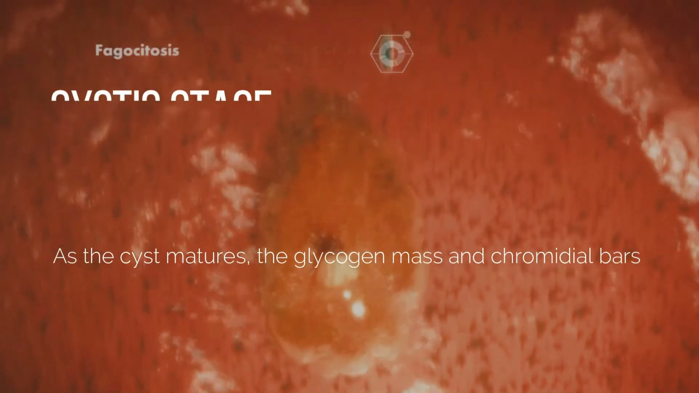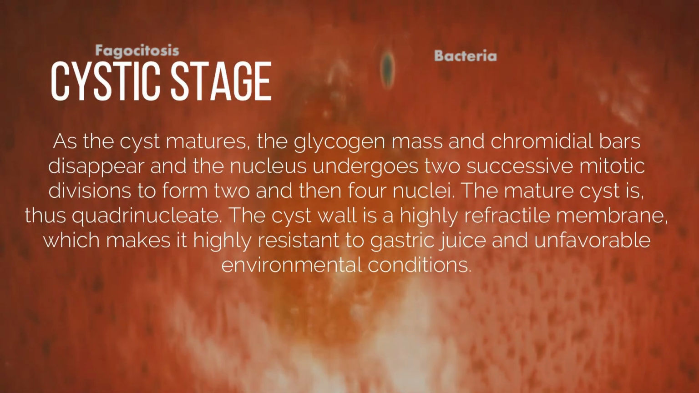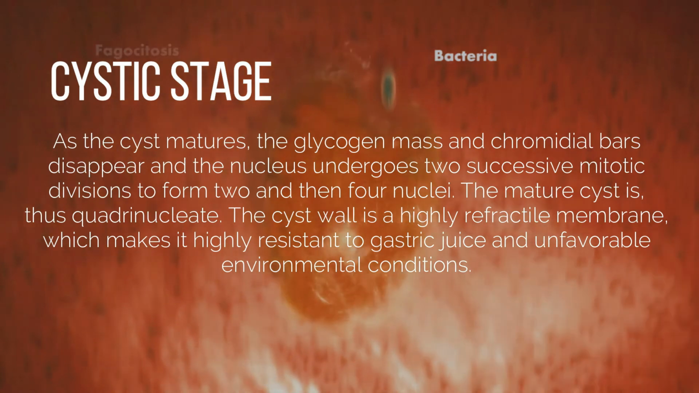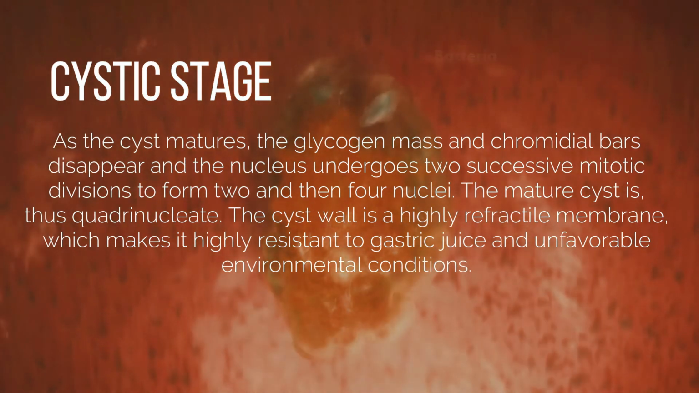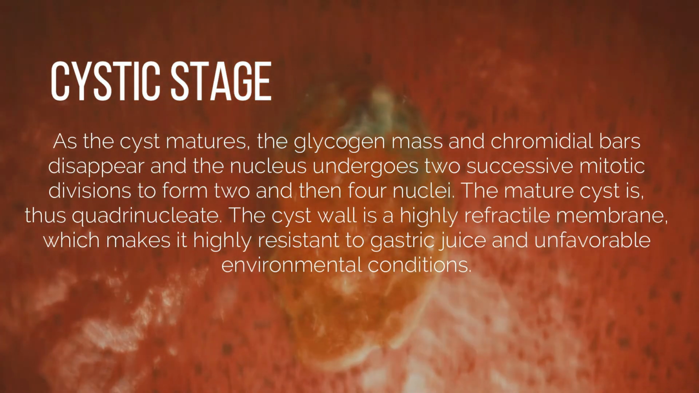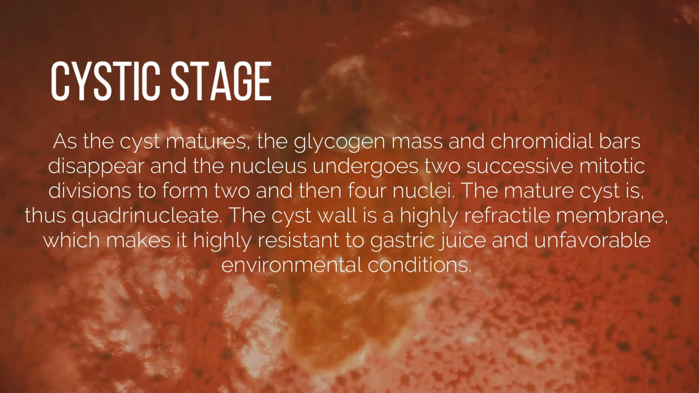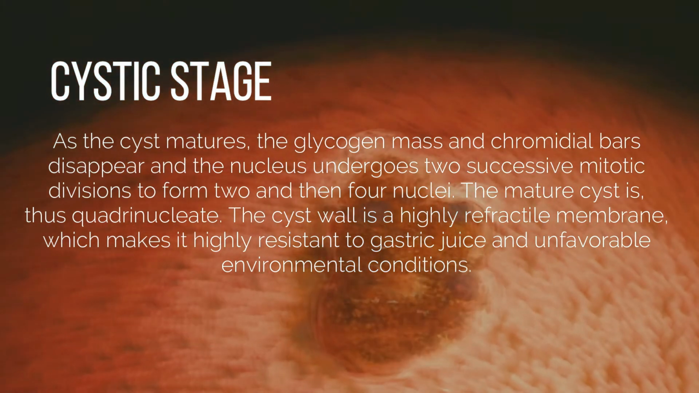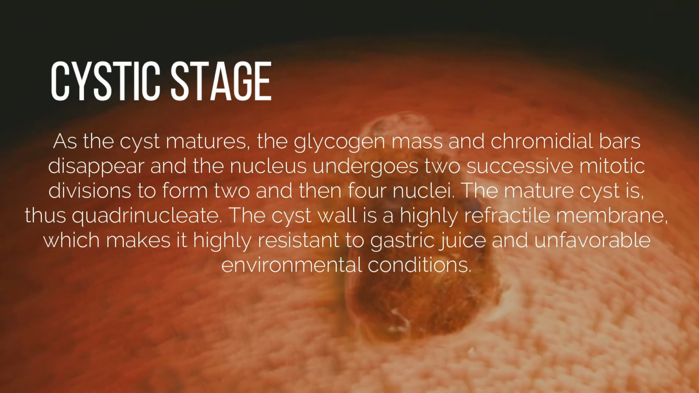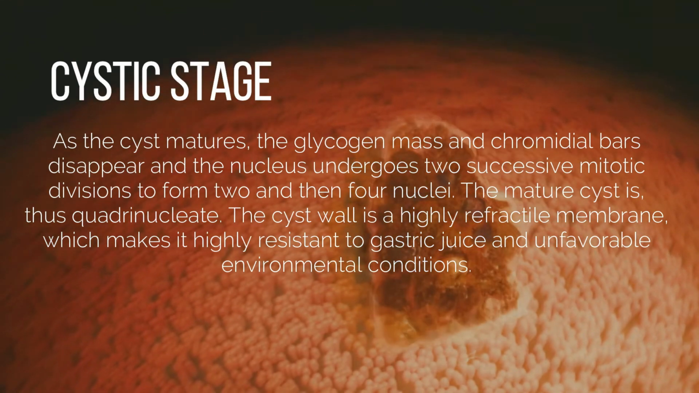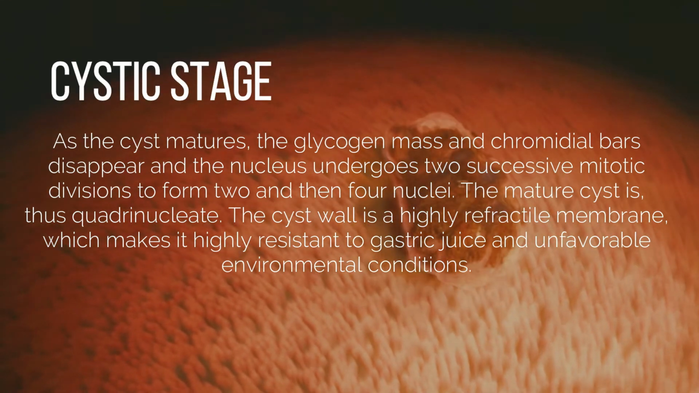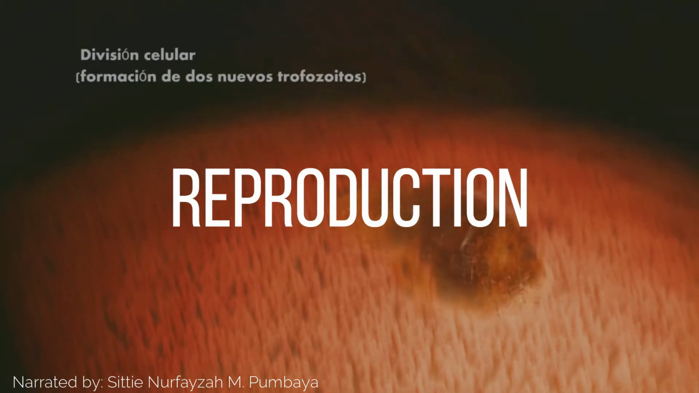As the cyst matures, the glycogen mass and chromatoid bars disappear and the nucleus undergoes two successive mitotic divisions to form 2 and then 4 nuclei. The mature cyst is thus quadrinucleate. The cyst wall is a highly refractile membrane, which makes it highly resistant to gastric juice and unfavorable environmental conditions. So the next topic is all about reproduction.